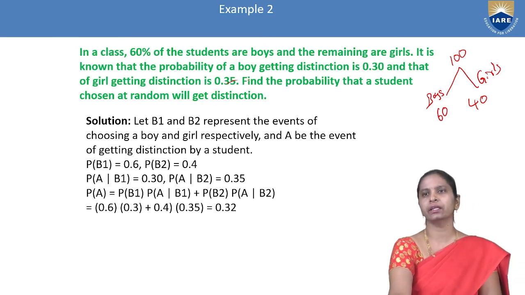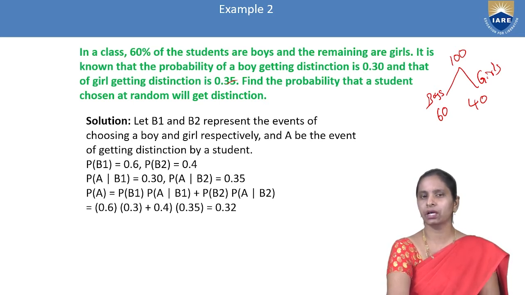What do I have to calculate? I have to calculate the probability for a student. A student is chosen at random. I don't know if the student is a boy or a girl, it is random. But I want to calculate the probability of the student getting the distinction. It means the student may be a boy or a girl.